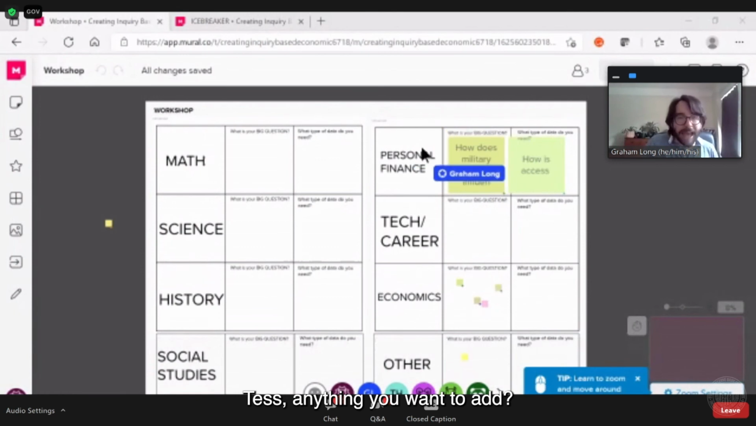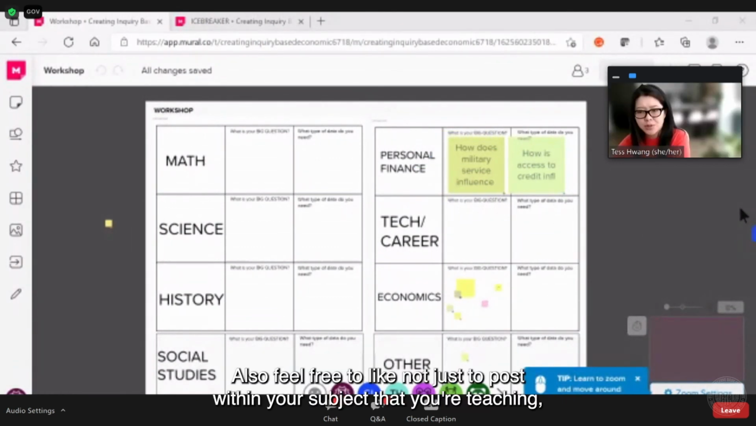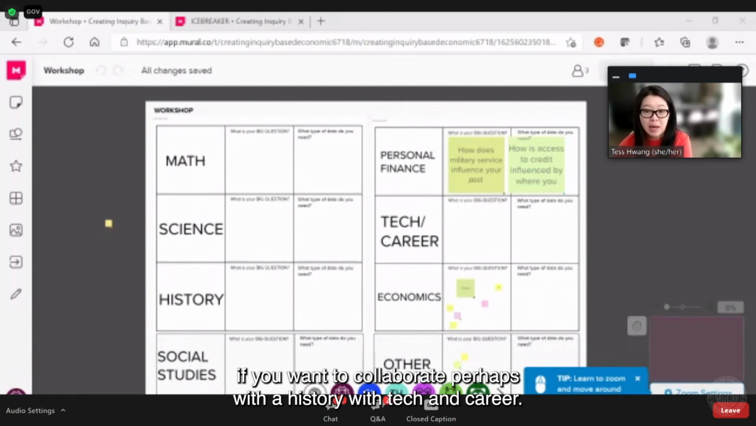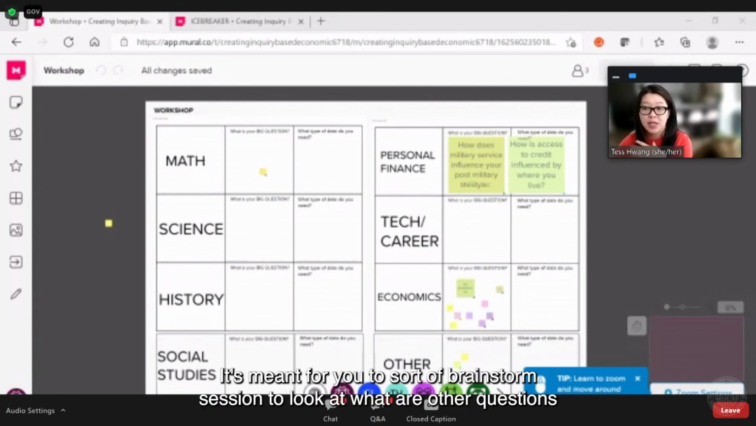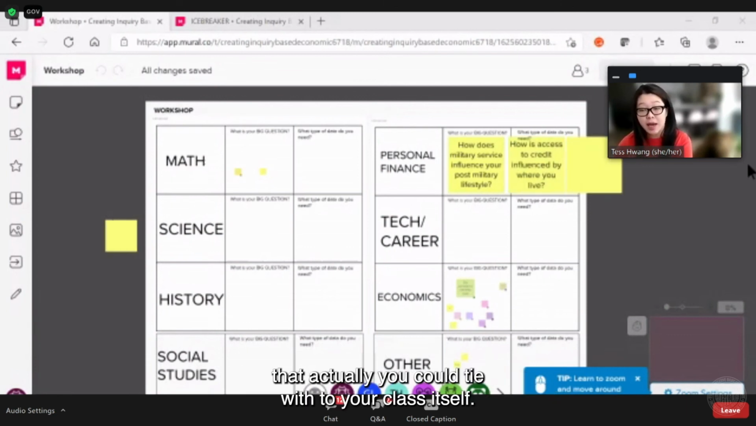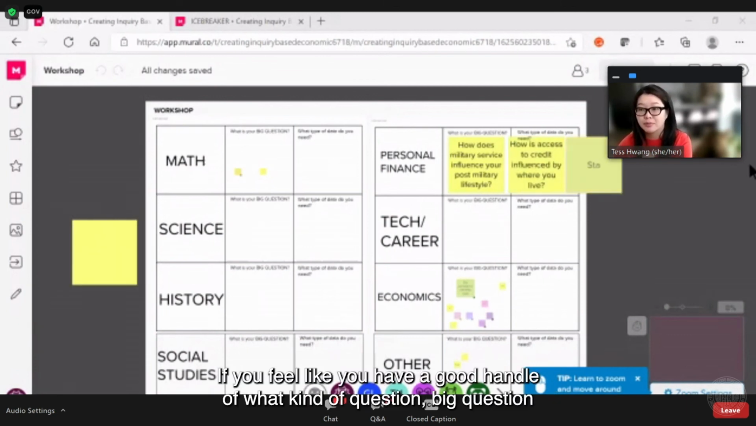Tess, anything you want to add? Anything I missed? Any instructions? No, I think we're good. Also, feel free to not just post within the subject that you're teaching. If you want to collaborate perhaps with history, or tech and career, please feel free to post anywhere along this board. It's meant to be a brainstorm session to look at what other questions you can tie to your class itself.